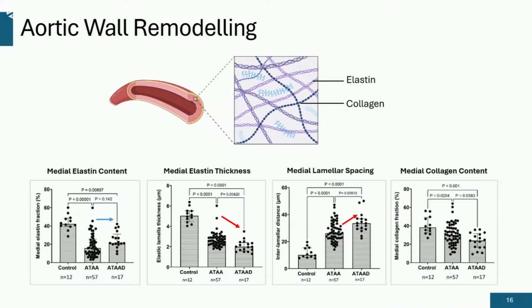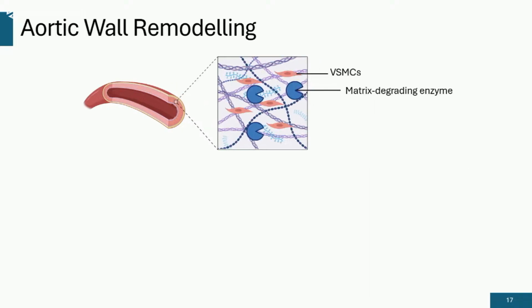And what we also see, very interestingly, is that collagen doesn't compensate for this elastin breakdown because there is a decline in these dissected groups. And this keeps the wall weak.